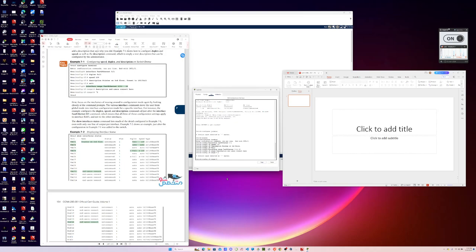So what is that? You know, like that. So this is control Z to exit out of the config if range, I'm out. So now I use this command.